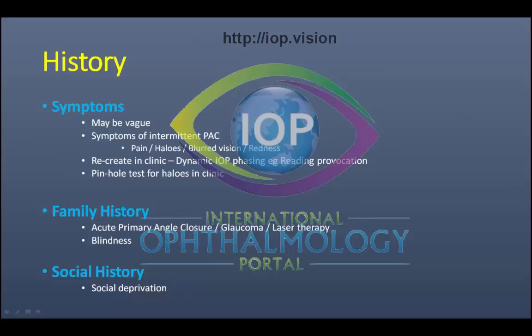So we always start with a history in medicine. And one of the interesting things about primary angle closure is that actually, when you've taken enough histories, the symptoms can be very vague. It's not always like it says in the textbooks. Of course, you can get symptoms of intermittent primary angle closure with intermittent severe pain, intermittent halos, for example, when looking at street lamps, intermittent blurred vision, or the eye looking red.